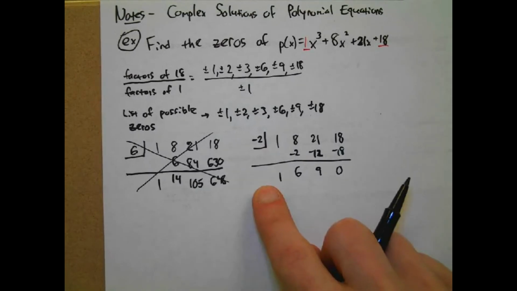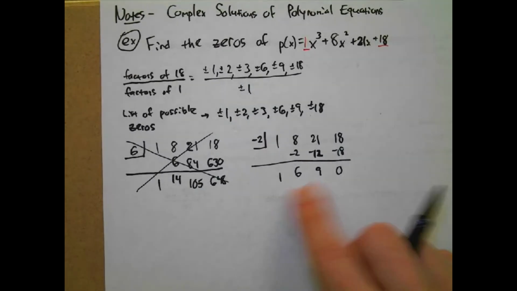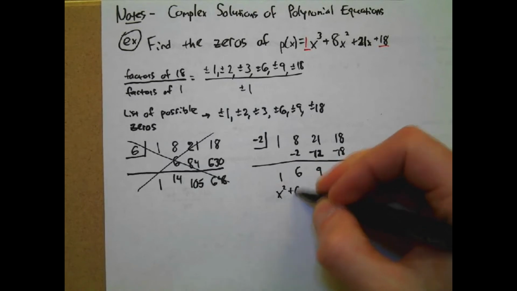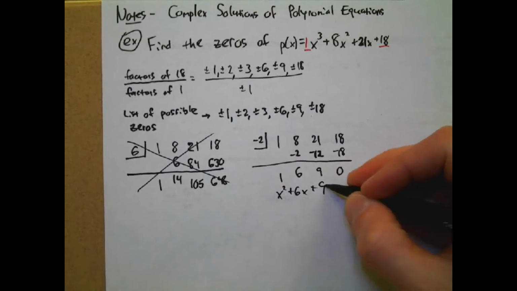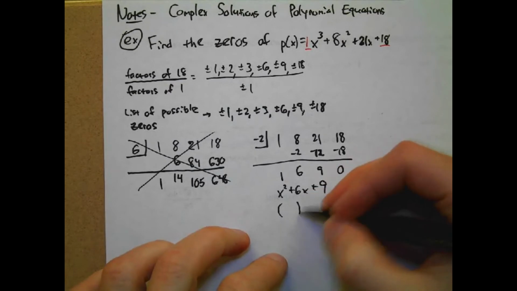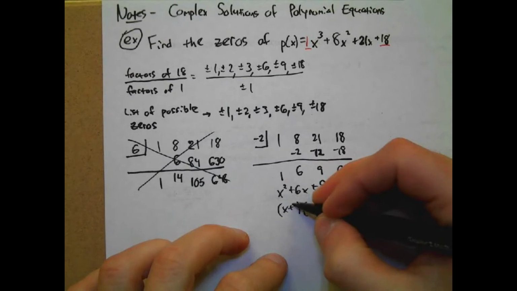But we don't need to continue guessing and checking because we now have a quadratic, right? It's 1x squared plus 6x plus 9. And we know how to factor this, right? We need two numbers that multiply to make 9 but add to make 6. So what are those two numbers going to be? 3 and 3. You got it. Yeah, 3 and 3.